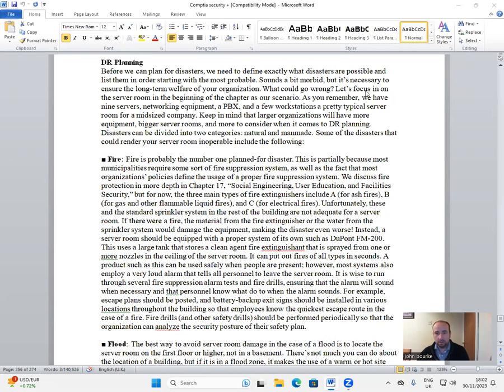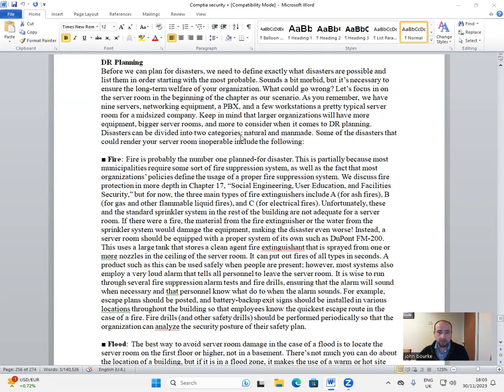What could go wrong? Let's focus in on the server room in the beginning of the chapter as our scenario. As you remember, we have 9 servers, networking equipment, a PBX, and a few workstations, a pretty typical server room for a mid-sized company. Keep in mind that larger organizations will have more equipment, bigger server rooms, and more to consider when it comes to DR planning.